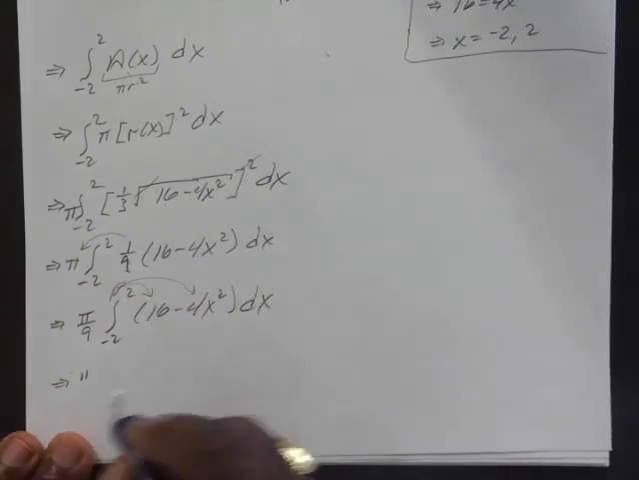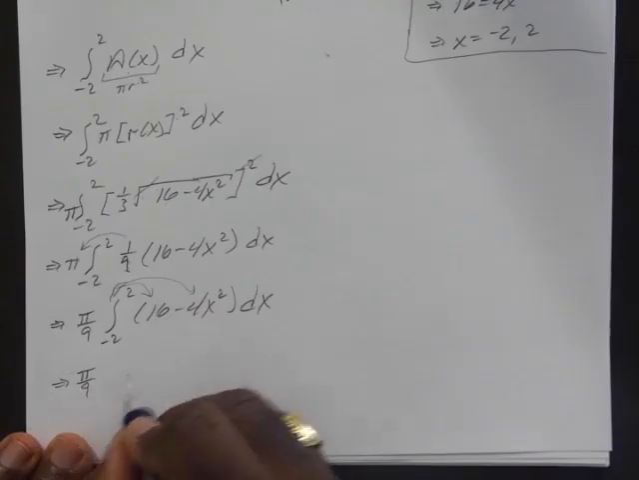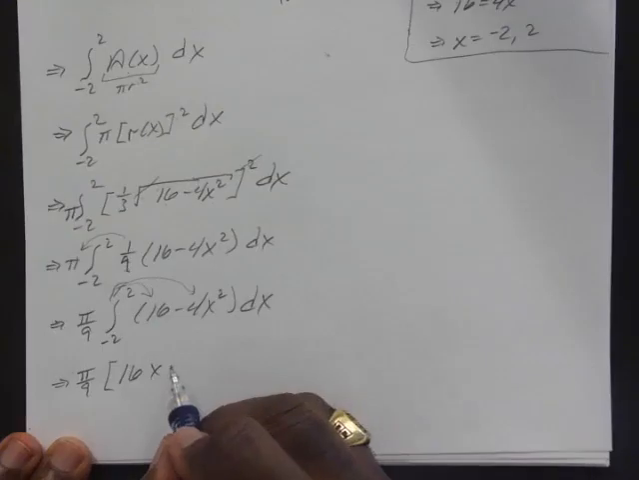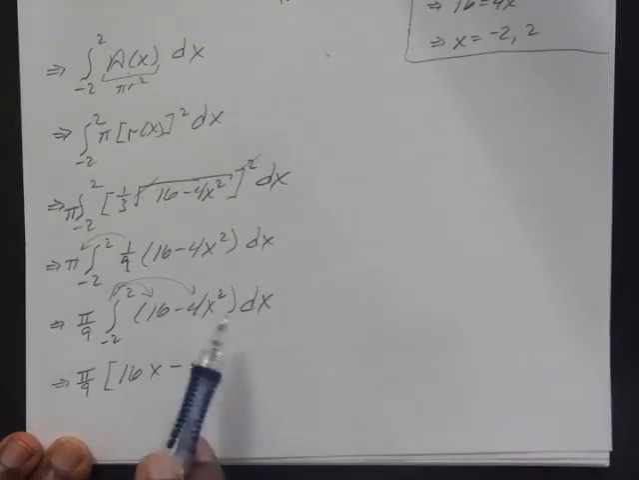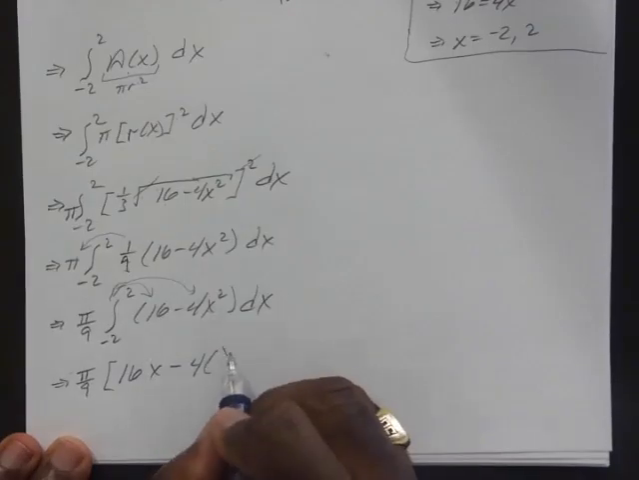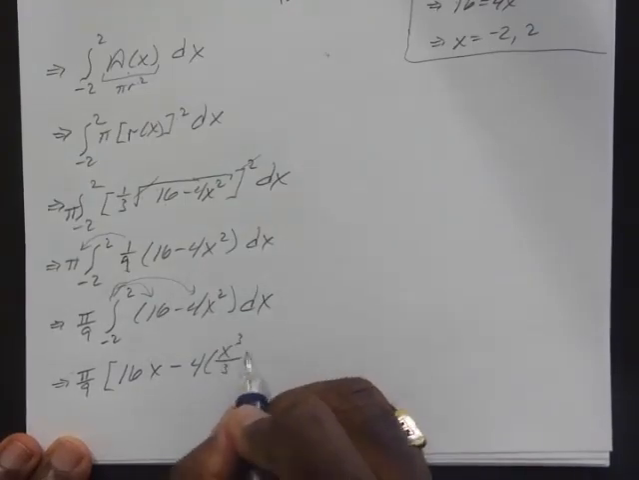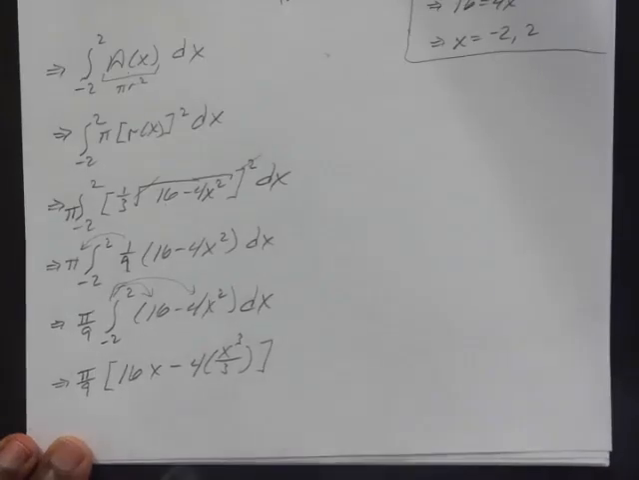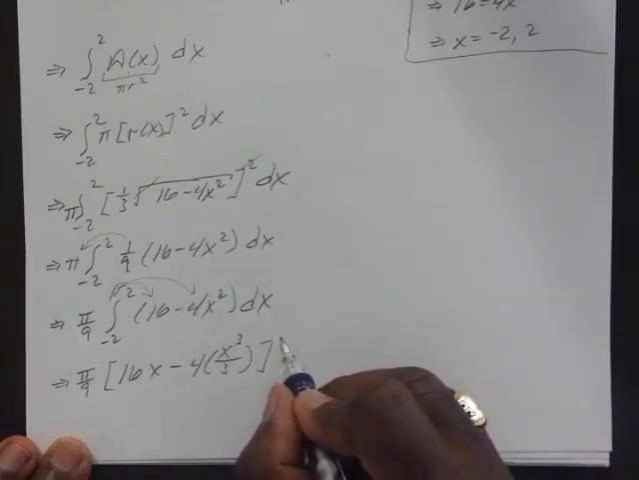So the integral of 16 is 16x. So we have pi over 9 times 16x minus 4 times the integral of x squared, which is x to the third power over 3. And that's from x equals -2 to x equals 2.